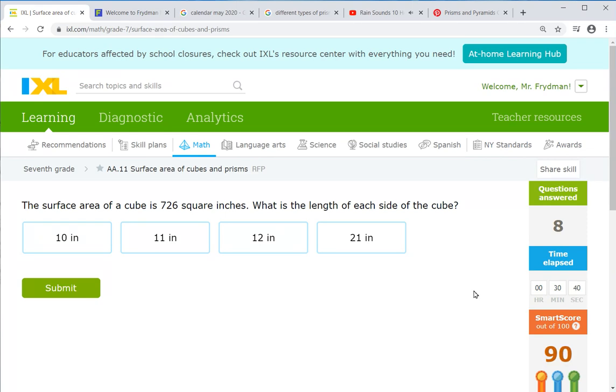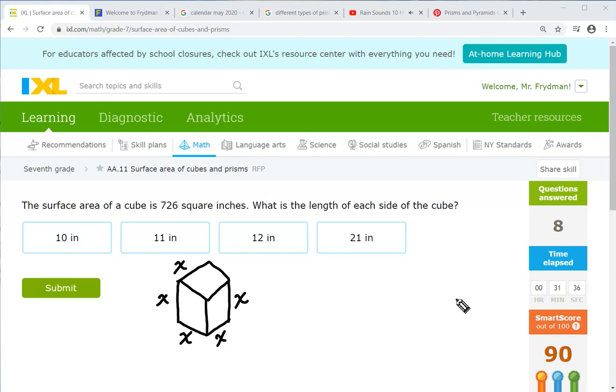Okay, the surface area of a cube is 726 square inches. What is the length of each side of the cube? Let's draw a picture here. Here's a cube. Every edge of a cube is going to be the same length. So this is x, and this is also x, and this is also x, right? Everything is x, okay? X, x, just all around. Every single edge length is the same. So if one of them is x, then they're all x, okay?